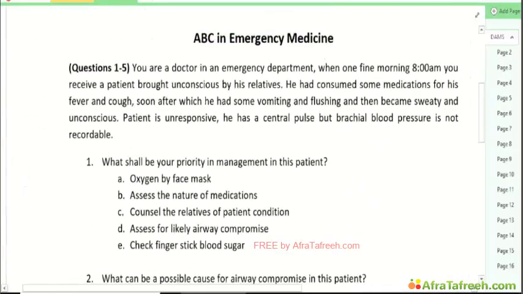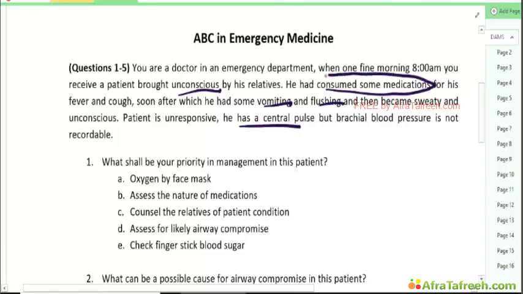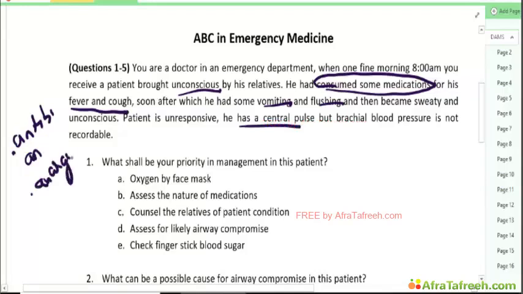So this patient was brought unconscious, was vomiting and flushing, has a central pulse, and had consumed some medication, following which all these things happened. So the patient had fever and cough. This could be an antibiotic and an antipyretic, analgesic. A lot of possibilities are there. Okay, so what would be the management priority?